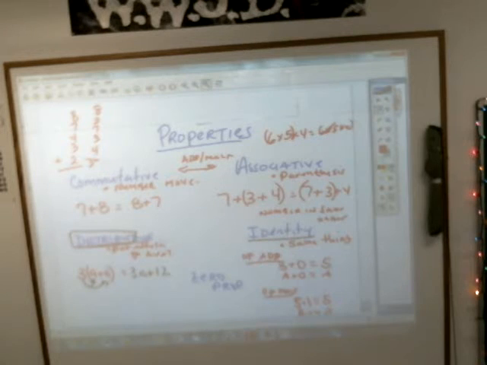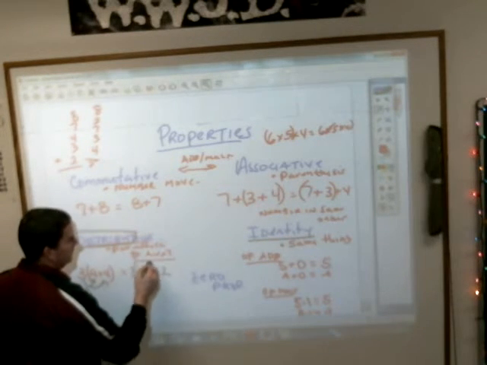Check, son. What does that say on your distributive? It says parentheses, go away. Go away, Jackson, go away.